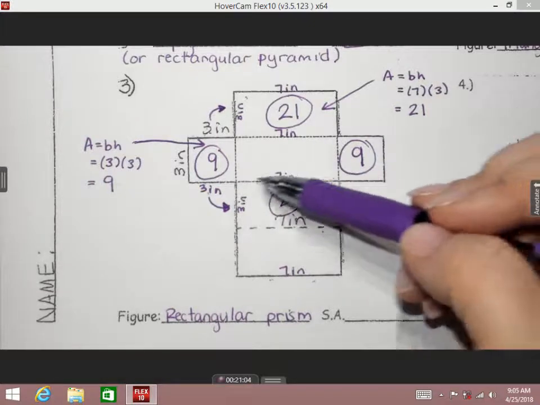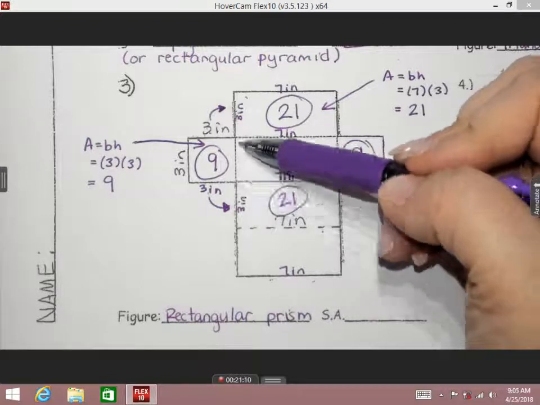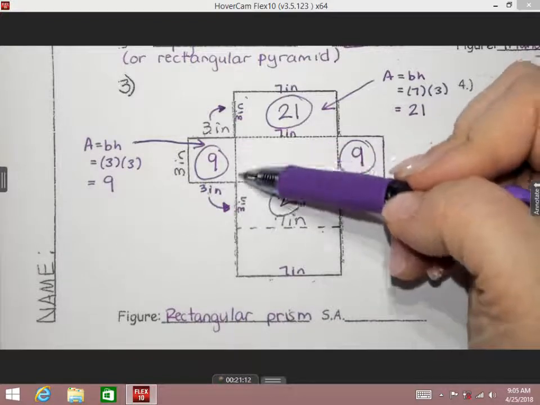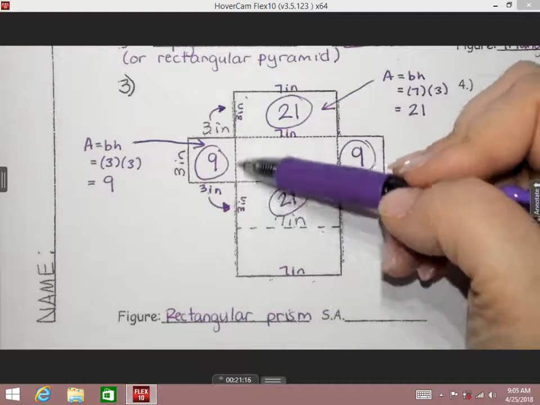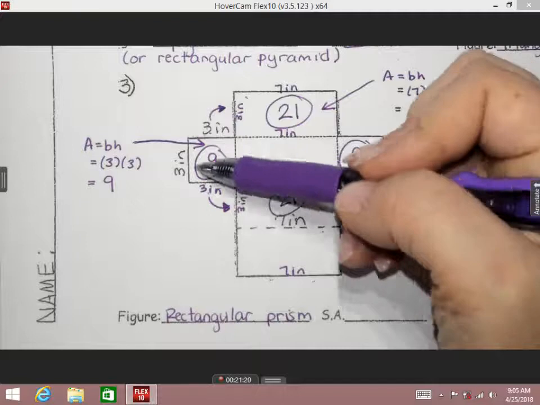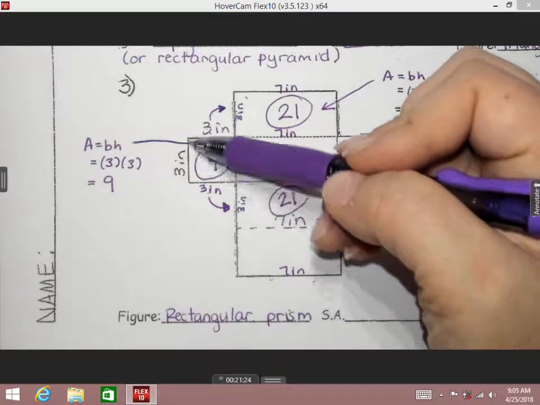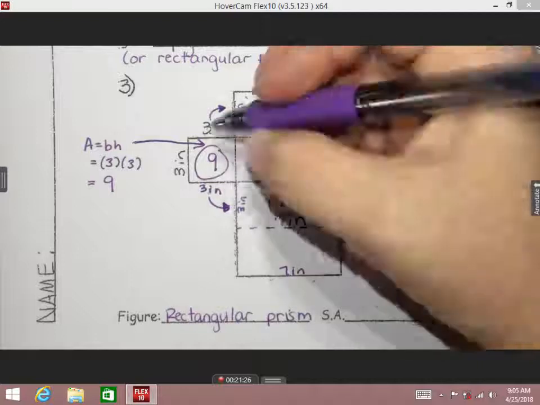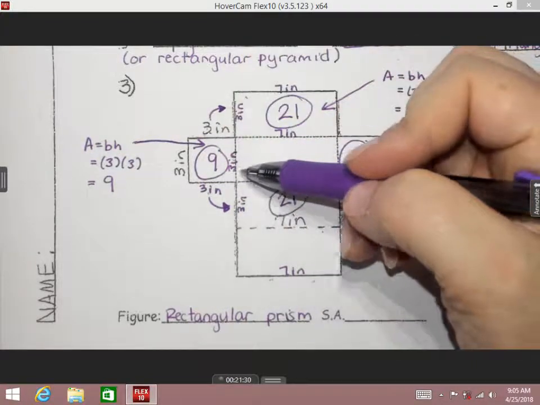I have the base as 7. Where can I determine what the height is? Kate? The 3 is on the square, like the box where they stack next to it. Yeah, the 3 on the square. This is how tall the square is, right? The measurement on the left has to match the measurement on the right. So that's also 3 inches on the square.